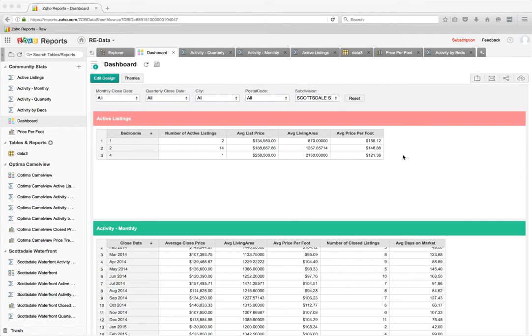We are Scottsdale Realtors specializing in Old Town condos. Today we're going to take a look at the Scottsdale Shadows condo community. So we'll start off by taking a look at the active listings.